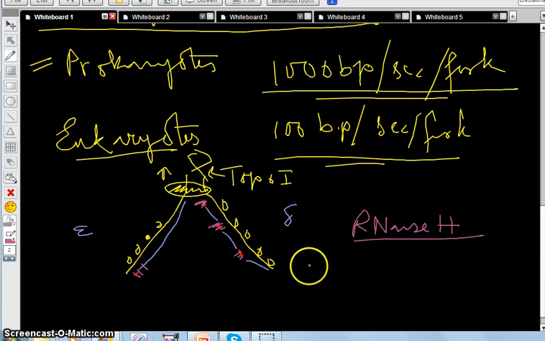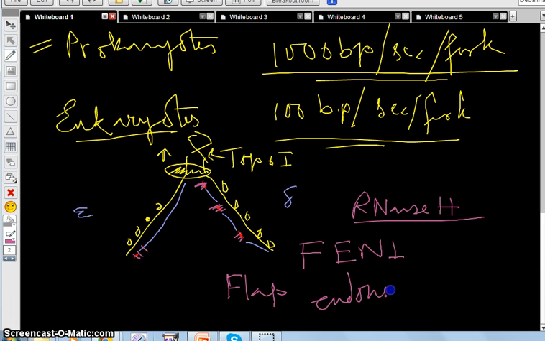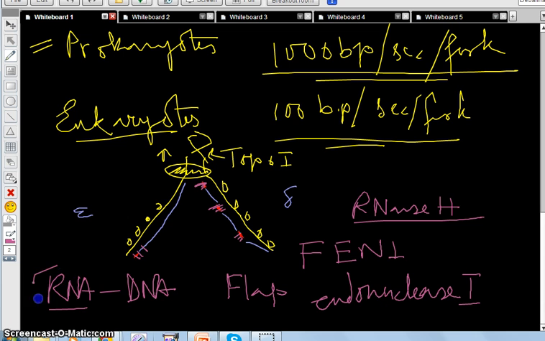So that is removed by the enzyme called FEN1, which is known as flap endonuclease 1. This one actually breaks the bonding between the last RNA nucleotide and the DNA nucleotide, meaning the last RNA nucleotide which remains bound to the first DNA nucleotide by the phosphodiester bond. This bond cannot be cleaved by RNase H. Rather, this is done by FEN1, this enzyme.